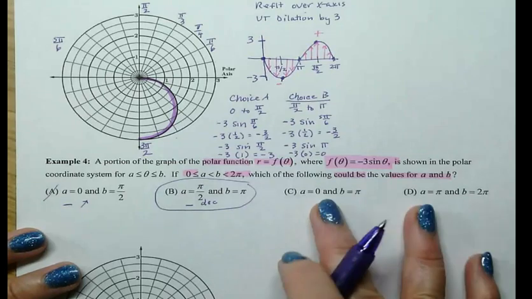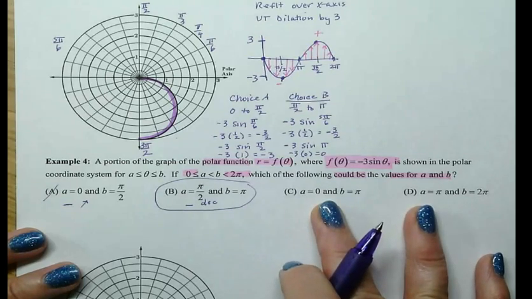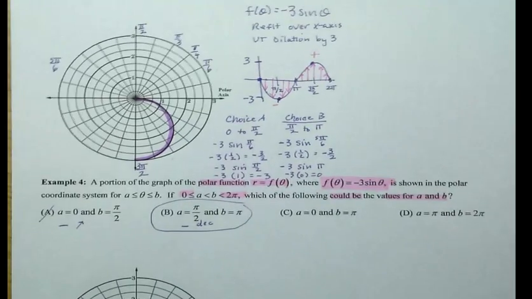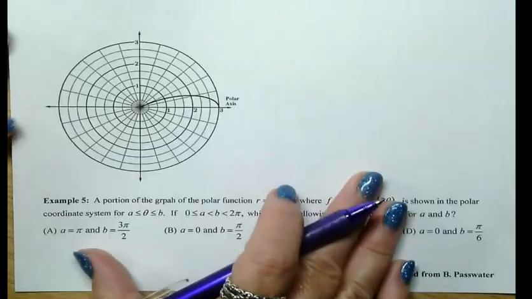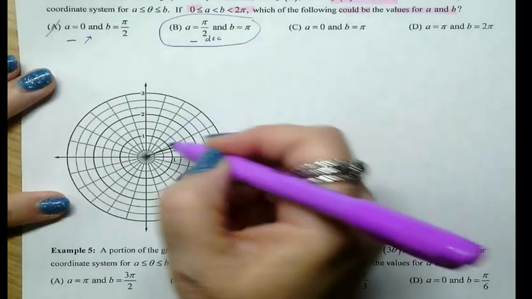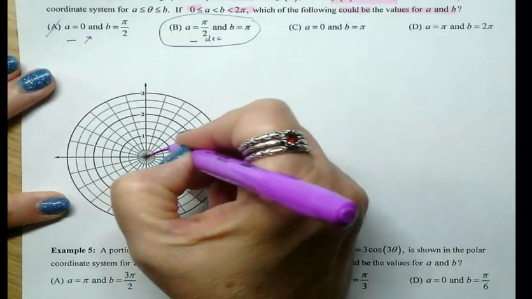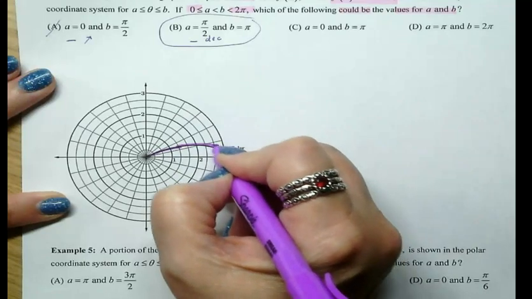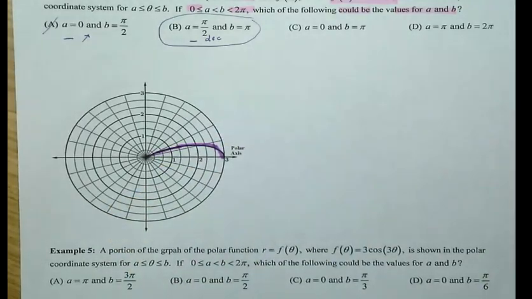You can go ahead and do the process and test for choice C or D if you wanted to see what you got. But in the essence of time, since we have found our choice, we are going to move on to question 5. Another practice with a partial graph and testing values. So notice now we're looking at this piece right here. So that's the part of the graph that we have.